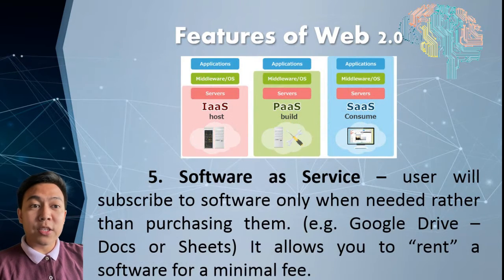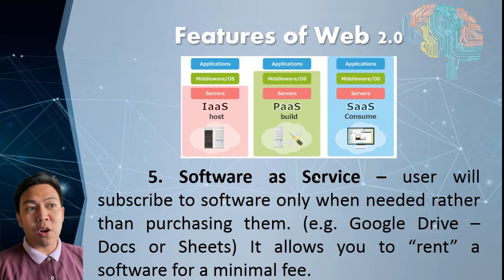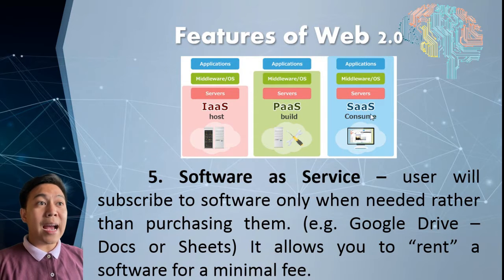And the fifth one, we have software as a service, and we have three services that are offered on the net. We have IaaS, or infrastructure as a service. We also have PaaS, or platform as a service, and we have SaaS, which is software as a service. So with IaaS, servers are being used. PaaS is middleware or operating systems and servers. And for SaaS, it's application, middleware, and servers.